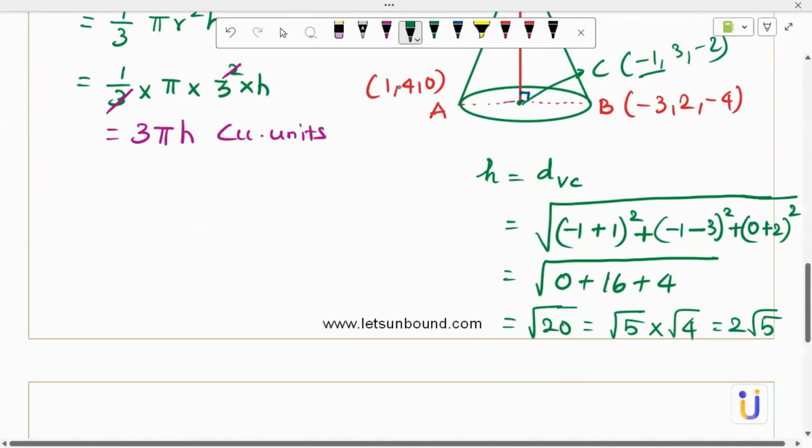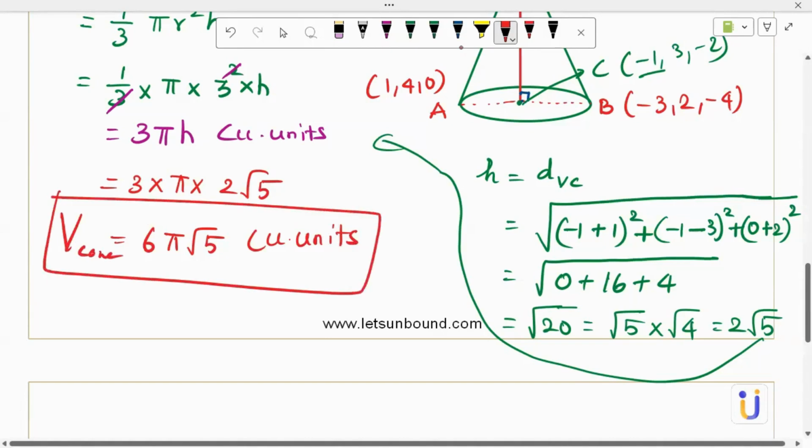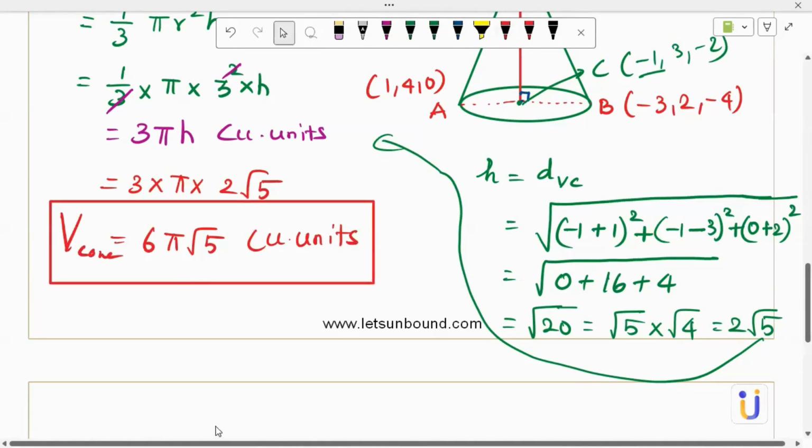This is my height. So we just substitute that height over here, and we will get the value. It's 3 times pi times 2 root 5, and 3 times 2 is 6 pi root 5 cubic units. This is the exact volume of the cone. That's simple. We have completed this.